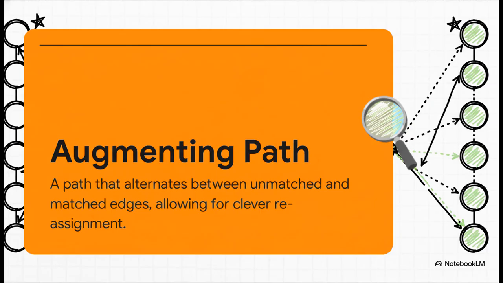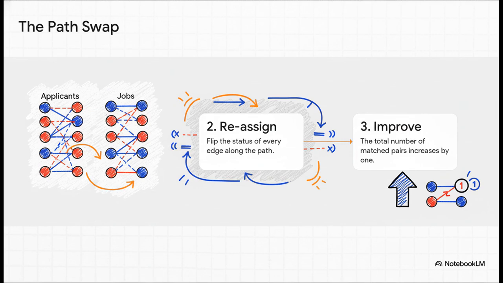Imagine tracing a path that starts at a free, unmatched node on one side and ends at a free node on the other. The trick is that the path has to alternate. It has to follow a line we haven't used, then one we have used, then one we haven't, and so on. And here is where the magic happens.